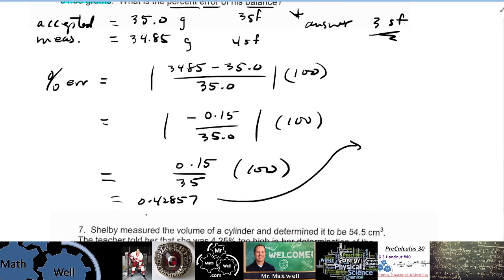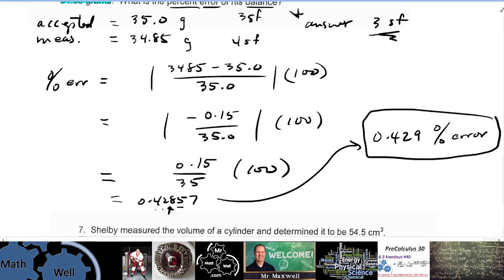3. So let's round this to the 3rd sig fig here. I look at the 8. I look at the number to the right of it. It is a 5. So I have to bump that 8 up to 9. Make sure you include your units. So that's percent, your percent error. Okay, any problems with that? Questions? Concerns?